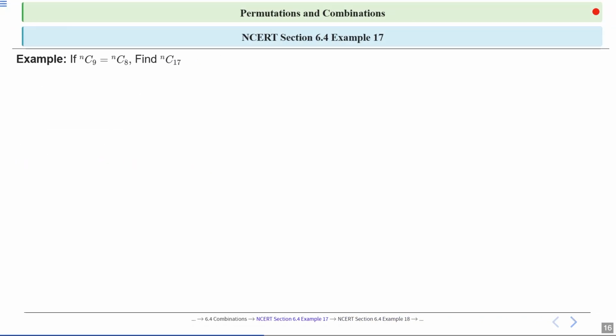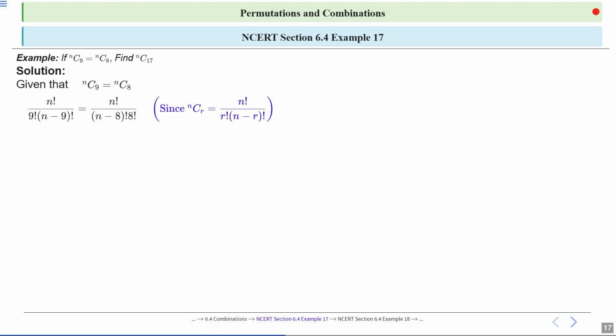Now we will look at example 17. In this example, nC9 equals nC8 is given, and we have to find nC17. So let's find the value of nC17. Let's start the solution of this example. Here we are given nC9 equal to nC8.